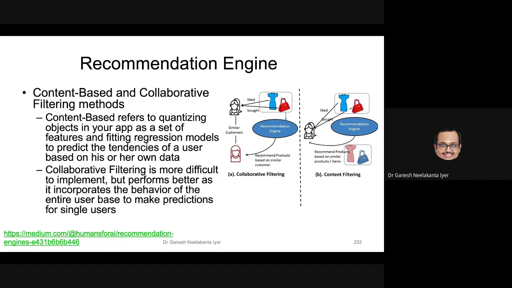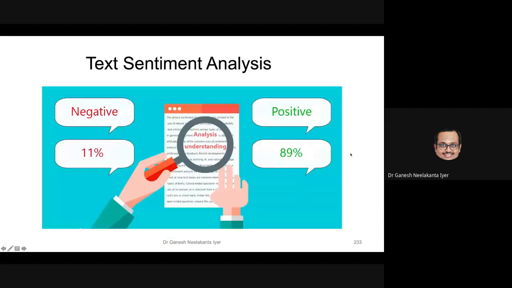So in a recommendation engine, for example, there are two types of filtering methods that are used. One is collaborative filtering, recommending products based on similar customers. If my purchase pattern is similar to someone else's purchase pattern, what they bought can be recommended to me. That is collaborative filtering. Whereas content filtering is, I like and bought this item, so I may like this item. Based on what I bought, it is trying to recommend.